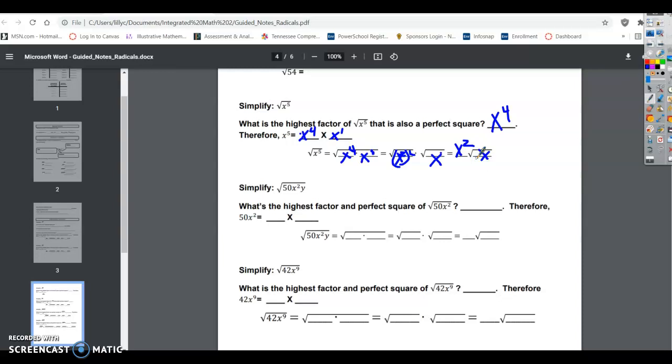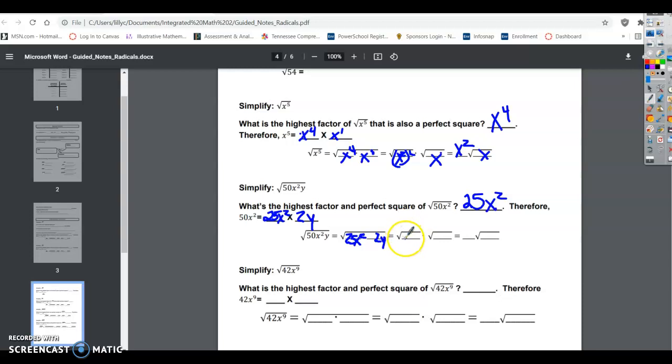All right, the next one says square root of 50 times x squared y. So we know that 25 is a perfect square, but we also know that x squared is a perfect square. So we're going to have 25x squared times 2y. So under here, 25x squared, if you can read this, times 2y.